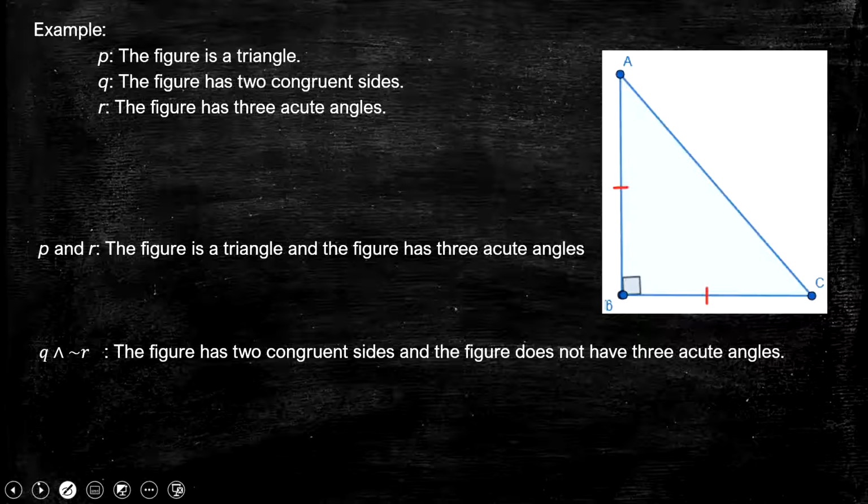They're first asking us for P and R. The figure is a triangle and the figure has three acute angles. That's how we write the conjunction. Now we have to determine if that's true or not. Obviously from the picture, it's a triangle, but it's a right triangle. Because it's a right triangle, right angles aren't acute. The three acute angle part of our conjunction is false. So that's going to make our whole conjunction false.